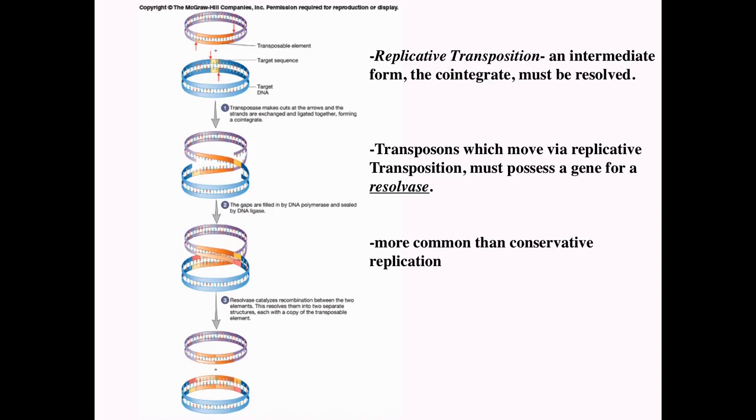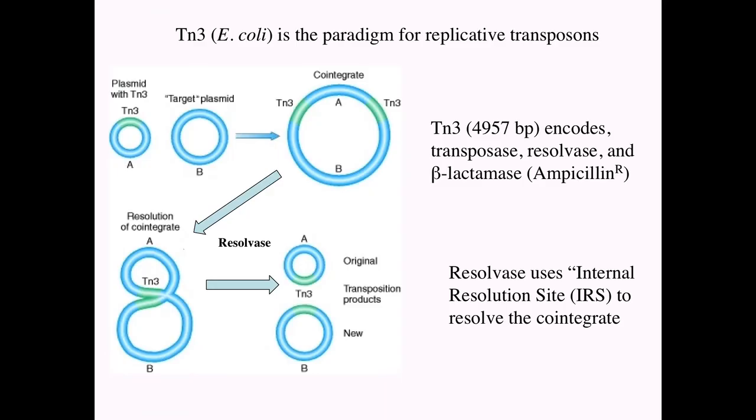So this is replicative transposition in the most simple way possible. This cartoon actually, I think, maybe shows it a little more clearly. So here you have a plasmid that has E. coli's Tn3 transposon in it. This is a replicative transposon. So this transposon contains a transposase and a resolvase. It has to in order to do this.